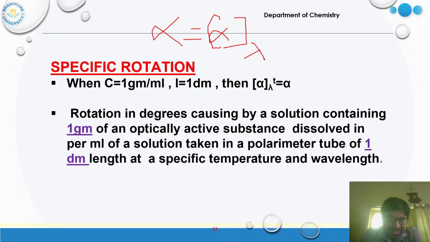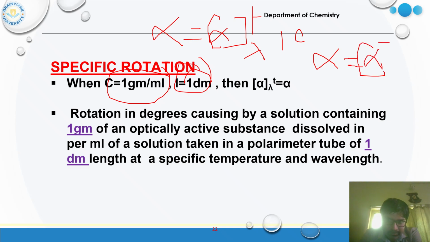So if the length is 1 decimeter and the concentration of the molecule is 1 gram per ml, then alpha is equal to what? Alpha is equal to alpha lambda T into 1 into 1. This means alpha is equal to alpha lambda T. So what is specific rotation?